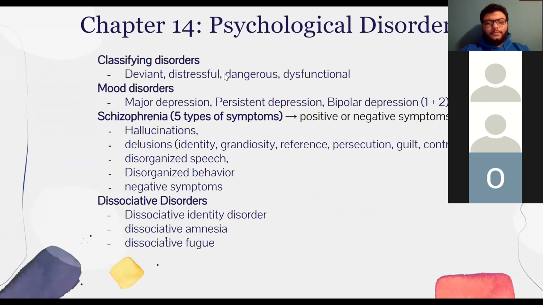And then we have psychopathology. So in order for emotions, cognition, or behavior to be classified as a disorder, they have to be deviant, so it's not social norms. It has to be distressful to either the person or people around them.